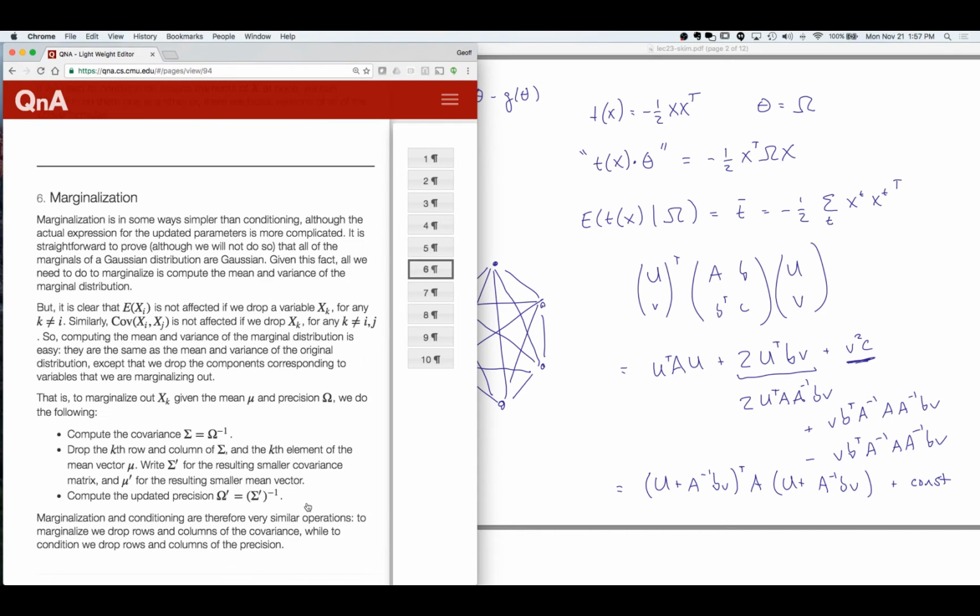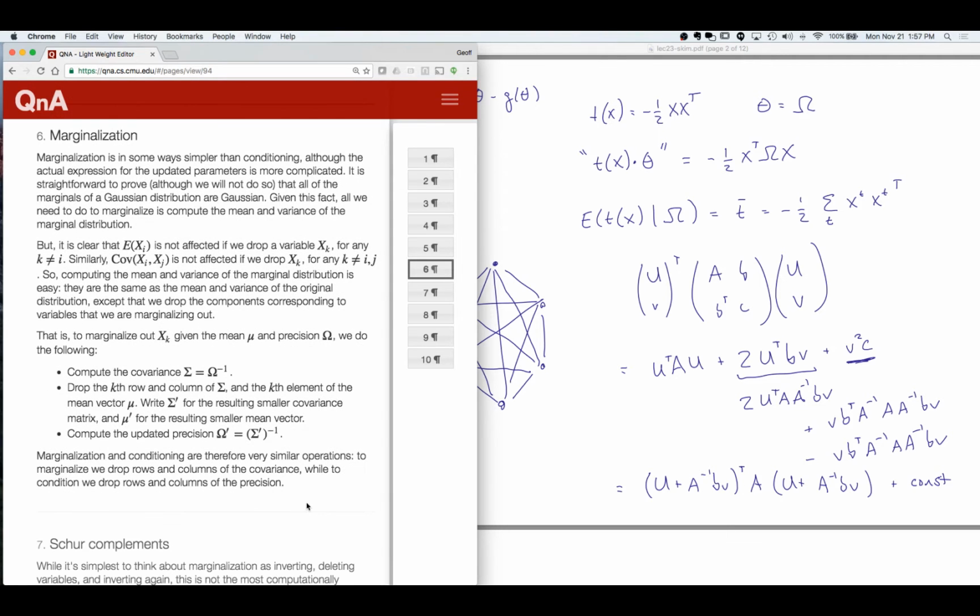All right, so that's conditioning. The next thing that we want to do is to be able to marginalize out a random variable. And in some ways, that's actually even simpler than conditioning, even though if you try and write down the formula, it's actually a little bit more complicated.